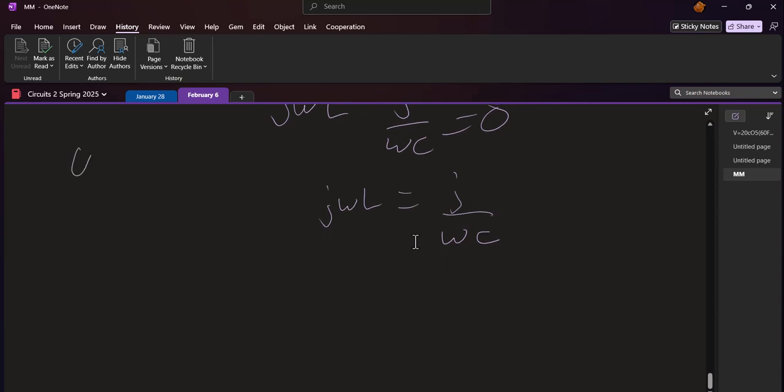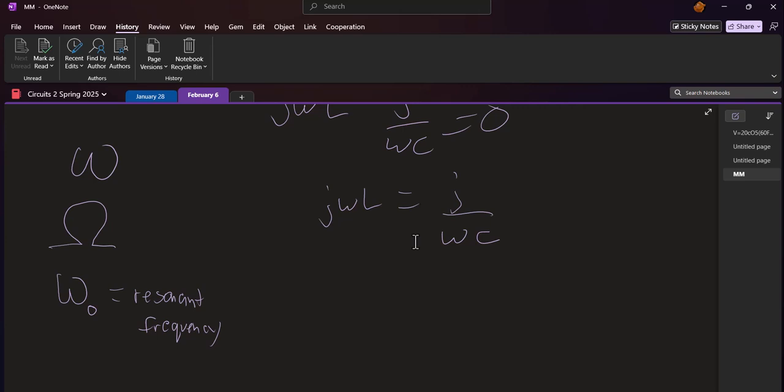By the way, this right here, that's the Greek letter lowercase omega. It looks like a lowercase w, but when we're talking about frequency, it's an omega. And if you're confused, that's the uppercase Greek omega, and this is the lowercase omega. And usually when we write omega naught, that's what we mean by resonant frequency. You might see other symbols for that. So j omega L equals j over omega C.